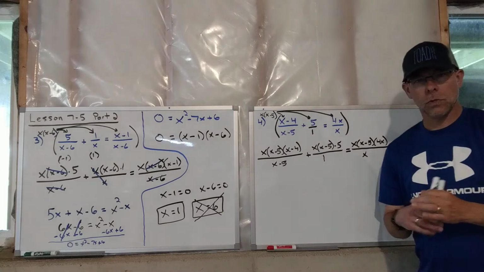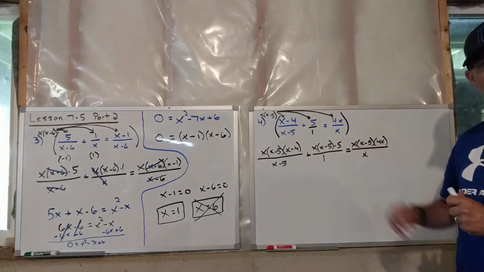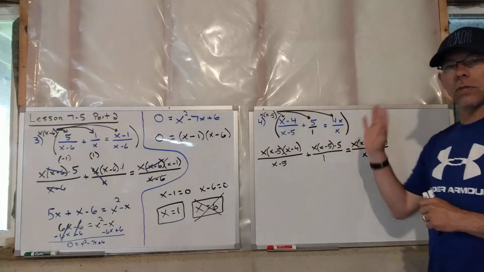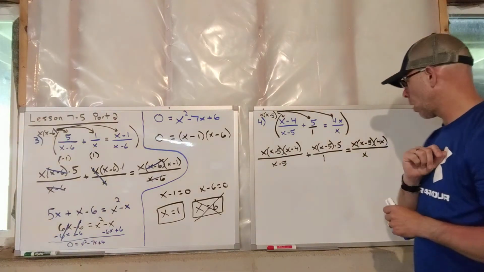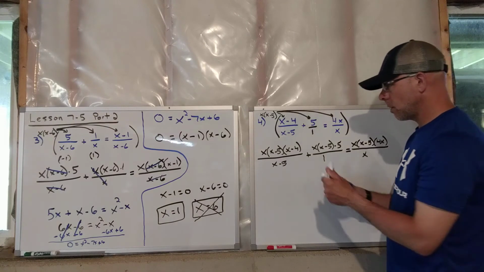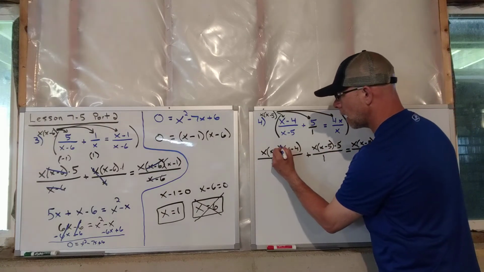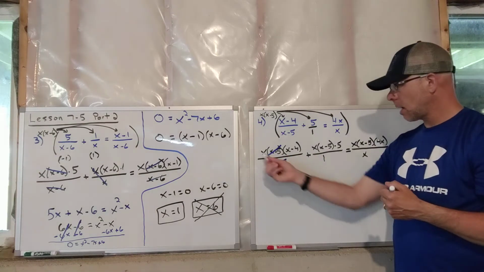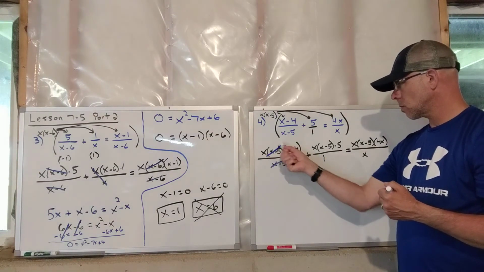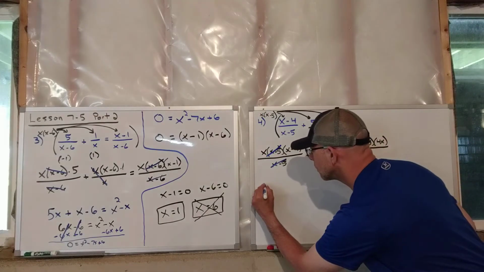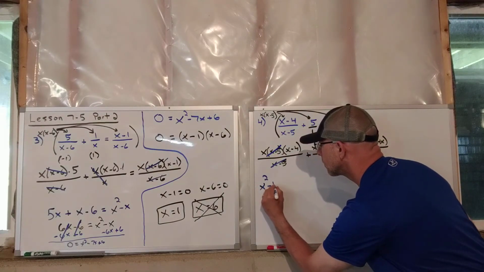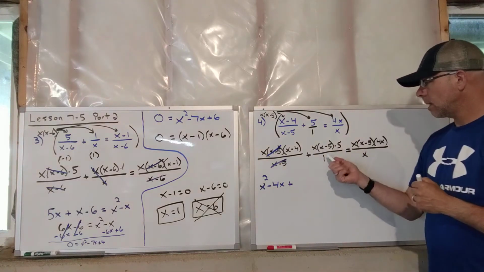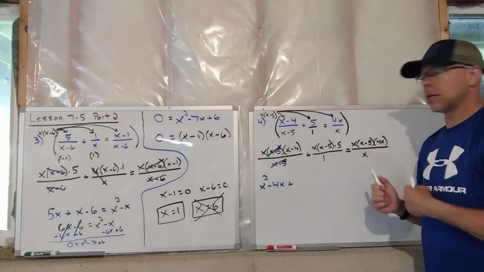Okay, so this one's looking like it's got a little bit more going on, but here's the nice saving grace. Things will reduce so that I do not have fractions anymore. Over in this first fraction, the x minus 5 reduce. Denominator's gone. I got to put this together, which will be x squared minus 4x. Over here, because it's over 1, nothing reduces.